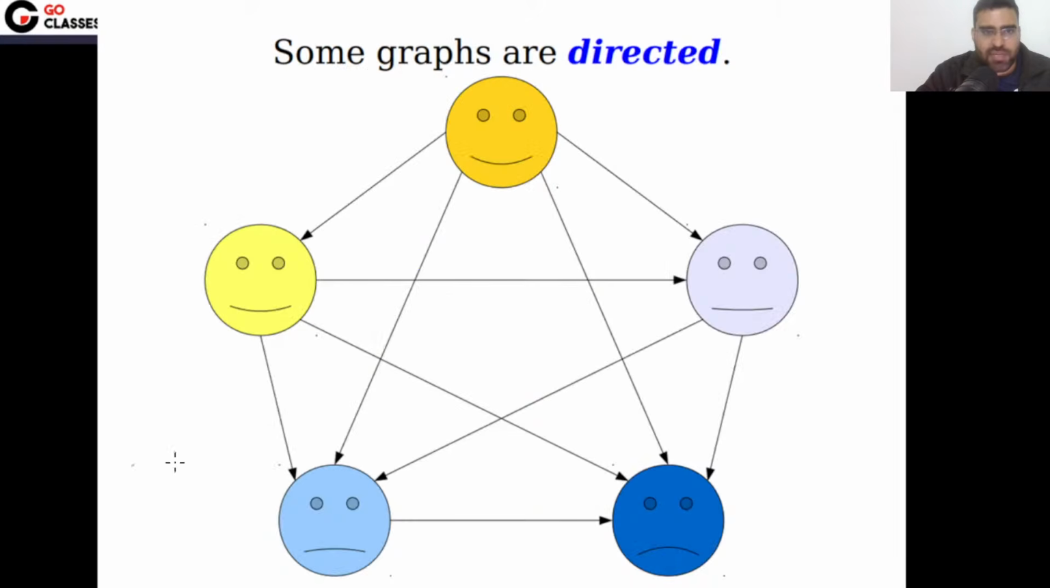Now the graph can be directed also. For example, look at this graph. In this graph you have direction, so from this vertex to this vertex there is a direction. This edge has a direction, this edge also has a direction, this edge also has a direction. Every edge has a direction, so this is a directed graph.